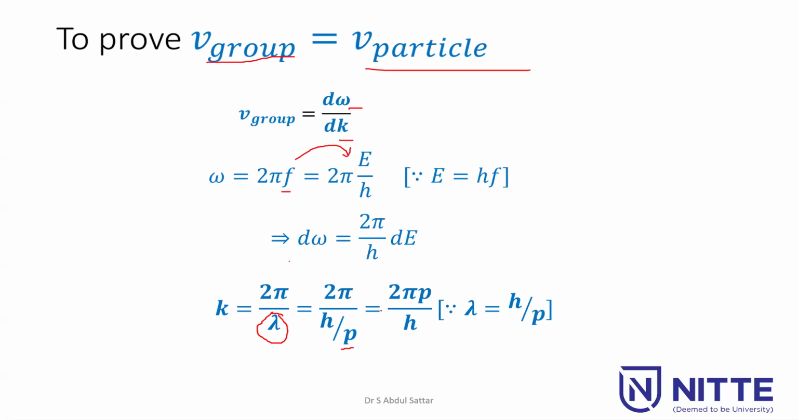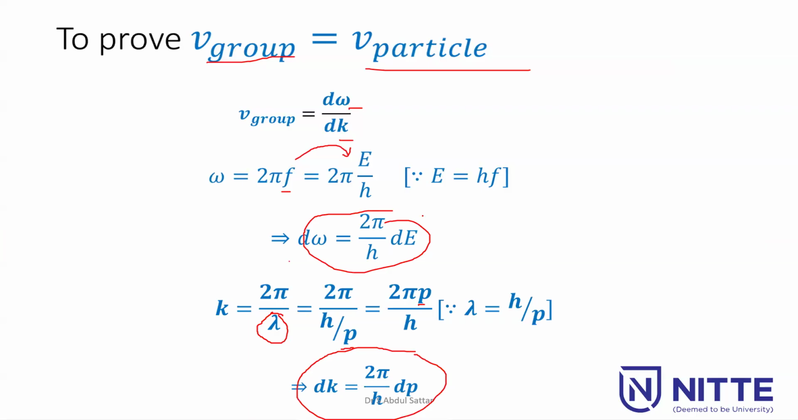In this case, the change in k occurs with change in p, because 2 pi by h remains constant. Therefore dk equal to 2 pi by h into dp. So here d omega equal to 2 pi by h into dE, and dk equal to 2 pi by h into dp.